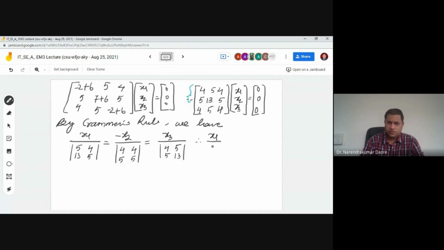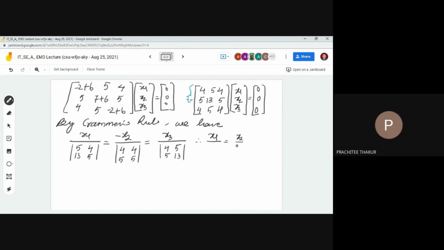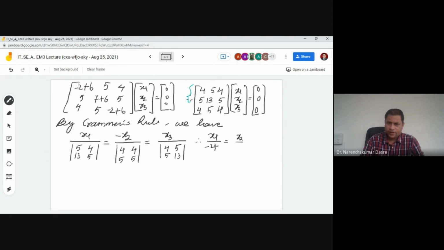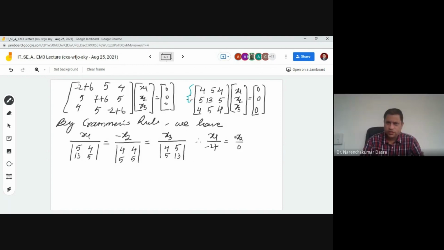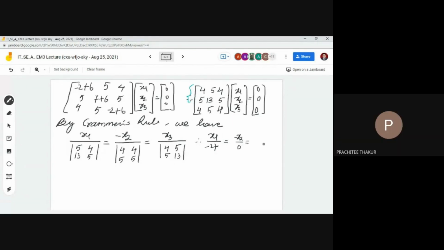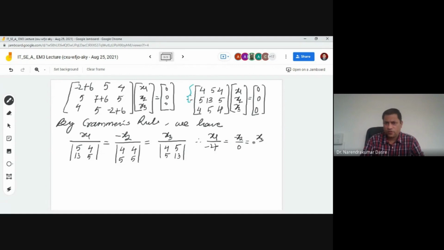What is the value of determinant? Minus 27. Minus 27, right. Okay, what about this x2? This is going to be 0. Yes, so that's why the minus sign will not work. Now what about this one? It's going to be 27. So x3, 27. What can you cancel? Okay, so x1, 27 you can cancel, so it will be 1.